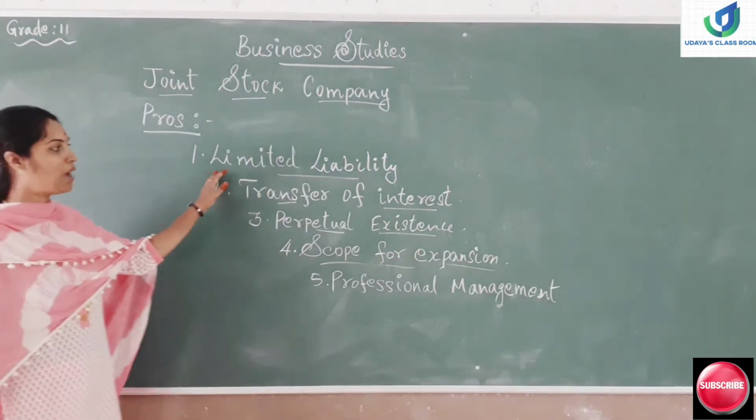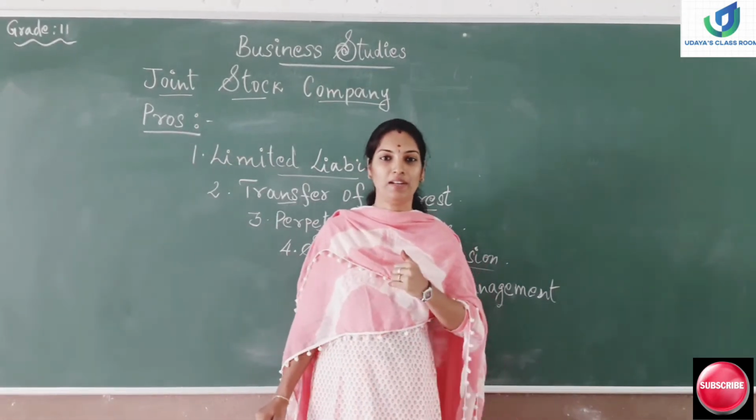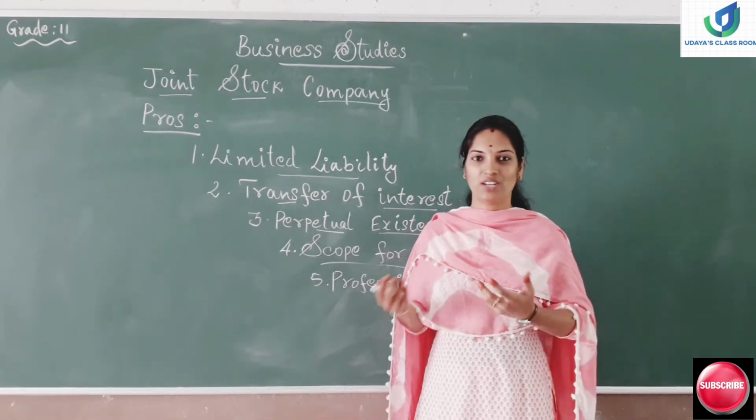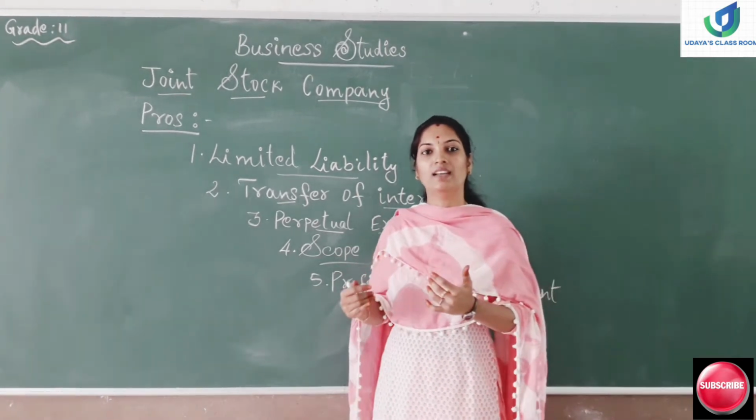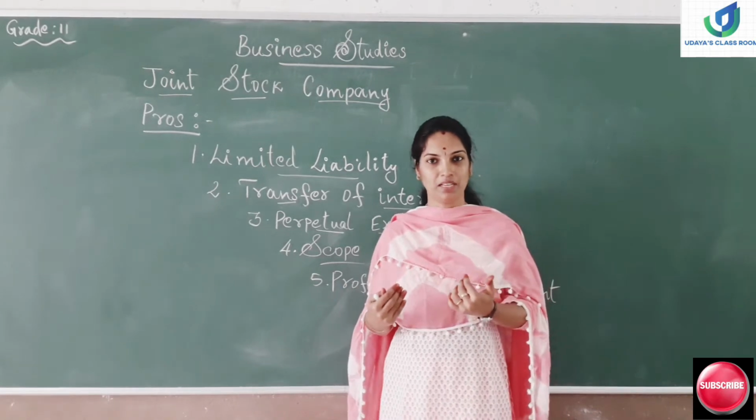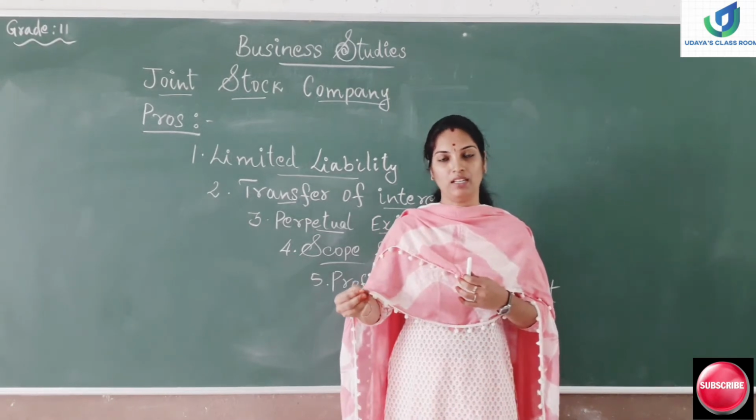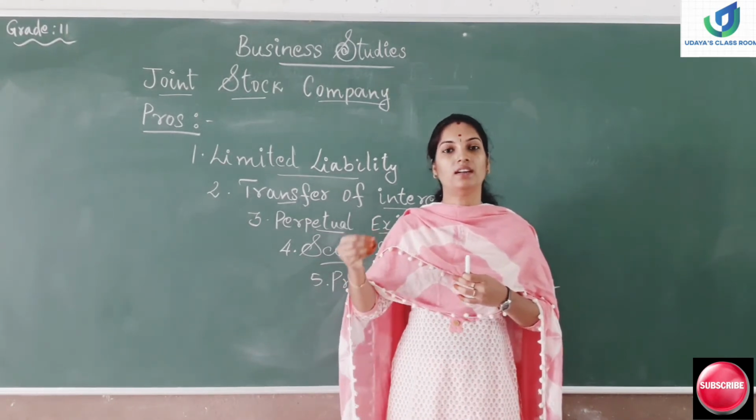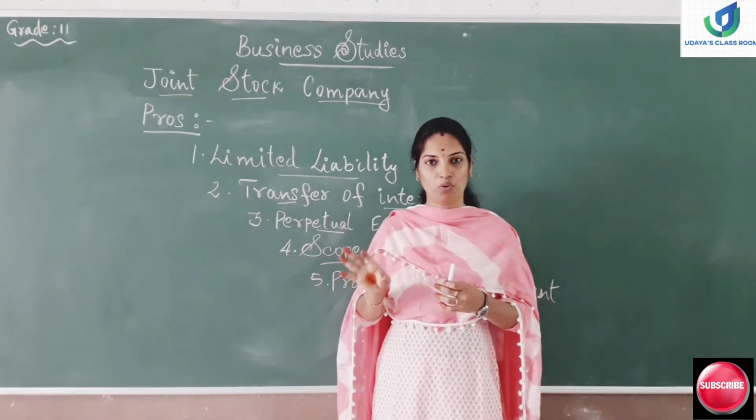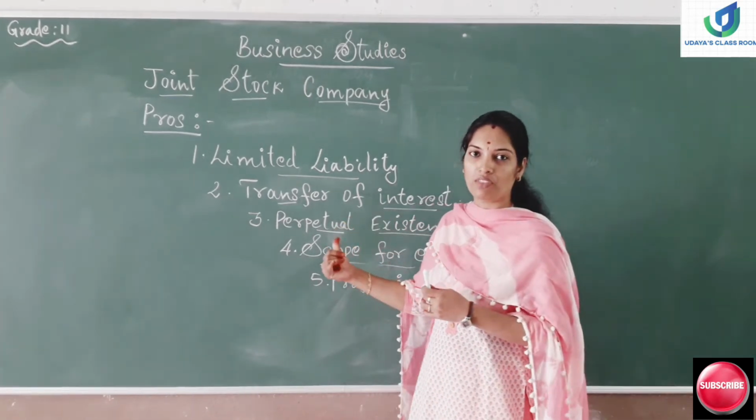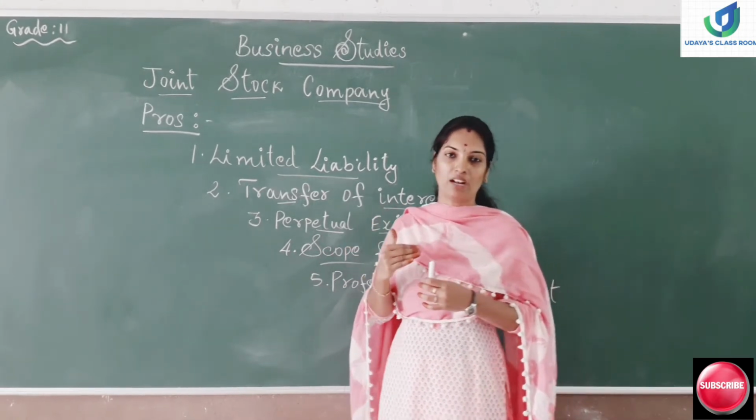The first pro that we have is limited liability, which means the members of the company have limited liability with the company. Members, also called shareholders or investors, have limited liability towards the company. How? The members would have invested their amount in the company. If they have not paid their share amount fully, the balance amount they need to pay. Only the balance amount they have to settle in case of debt of the company. Their liability is limited to their capital contribution only.